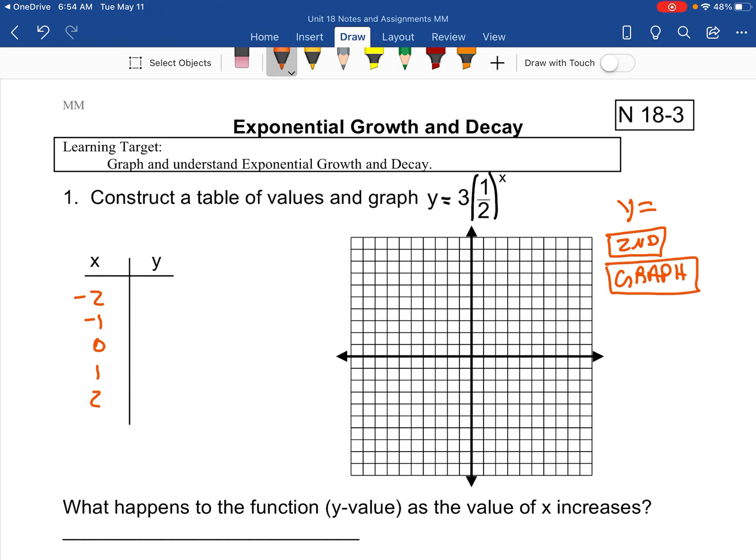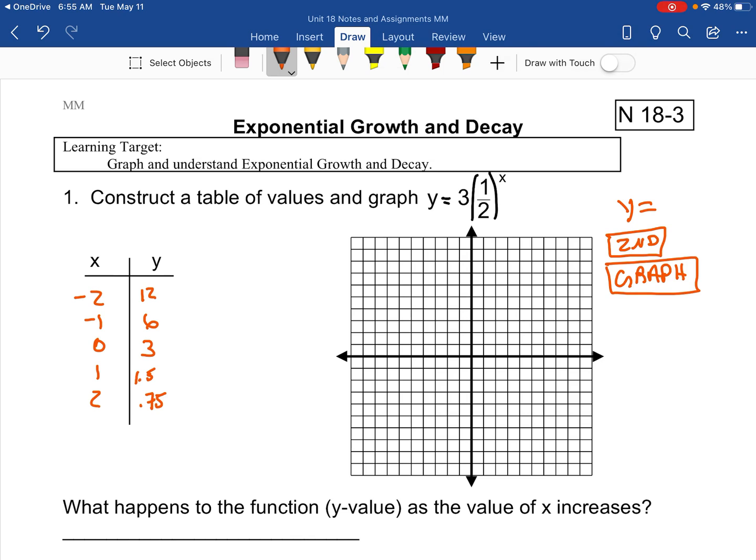Okay, so when x is -2, y is 12. When x is -1, y is 6. When x is 0, y is 3. When x is 1, y is 1.5. When x is 2, y is 0.75. Okay, so make sure that you can see those values on your calculator.